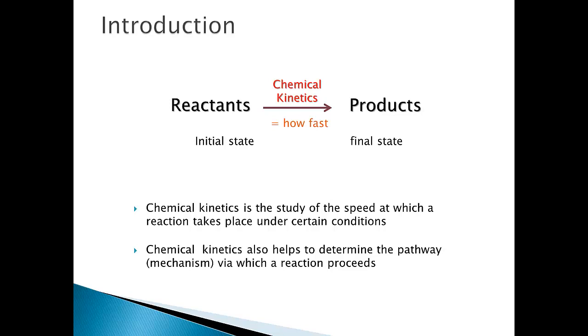Also, as well as just the rate, chemical kinetics helps us determine the pathway via which a reaction proceeds. By looking at the rate and how the different concentrations of reactants affect the overall rate, we can get an idea of the pathway via which a reaction proceeds. So it can give us information about the reaction as well.